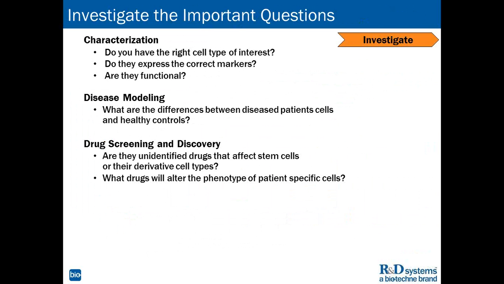Ultimately, some of the important questions are looking at disease modeling, so what might be differences between disease patient cells versus healthy controls, as well as drug screening and discovery, and using these cells and their derivative cell types and seeing how drugs may alter the phenotype of the cells.